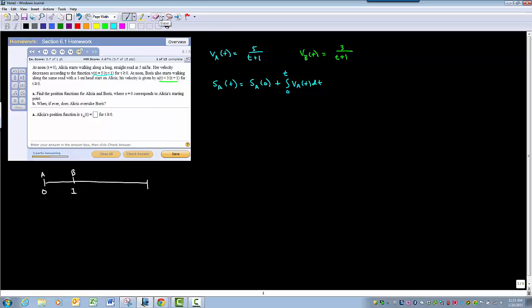The other way of looking at it, now I'm going to leave it this way because they want s sub a of t, so I need to change this, but that's alright because remember that this is just a dummy variable, so we'll say v of x dx. I could have used y here or z, it really is irrelevant. But the important part is that this guy right here matches this guy right here, because we want her position at some time t, which means we have to add up her velocity, the area under the velocity curve, over that interval from 0 to t. So these guys have got to match.